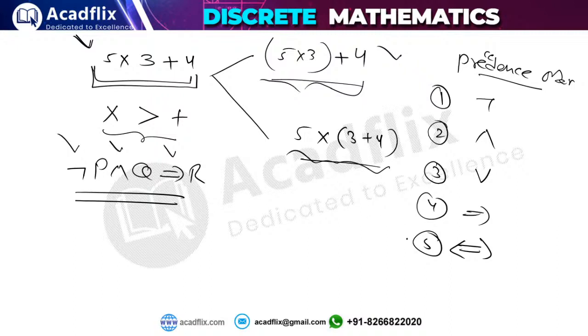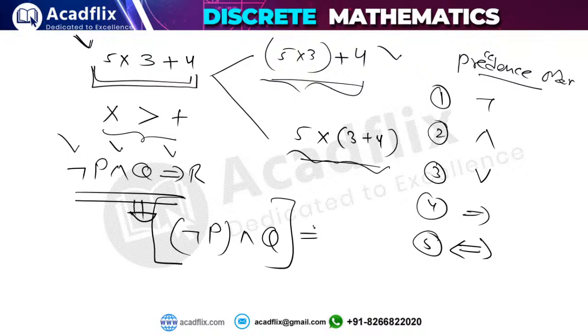If we look at this precedence order, what will be the interpretation of this formula? We know that negation has higher precedence, so first you do the negation. Then we know that conjunction has higher precedence than implication, so now you do the conjunction. And then you do the implication. So this is known as precedence order.